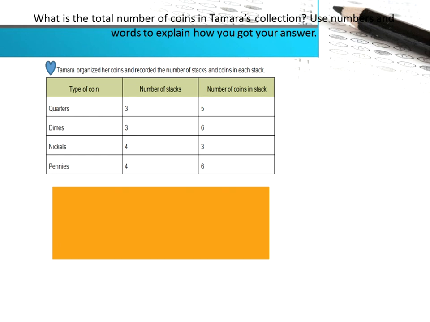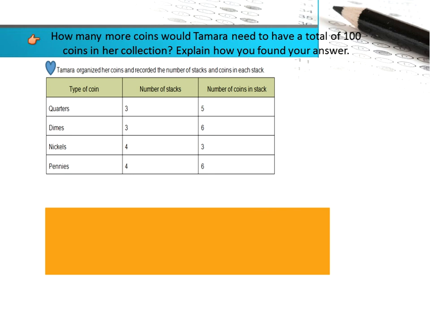So again, this was the words to explain. We just went over that one, so I won't go over it again. Here's the next question. How many more coins would Tamara need to have a total of 100 coins in her collection? How did you find your answer? So we're going to go back here because this is what we had already figured out. We had 15 coins already, correct? 18. We have the 12 and the 24. Now, what would I do? This is the type of question where I would just model it for them.